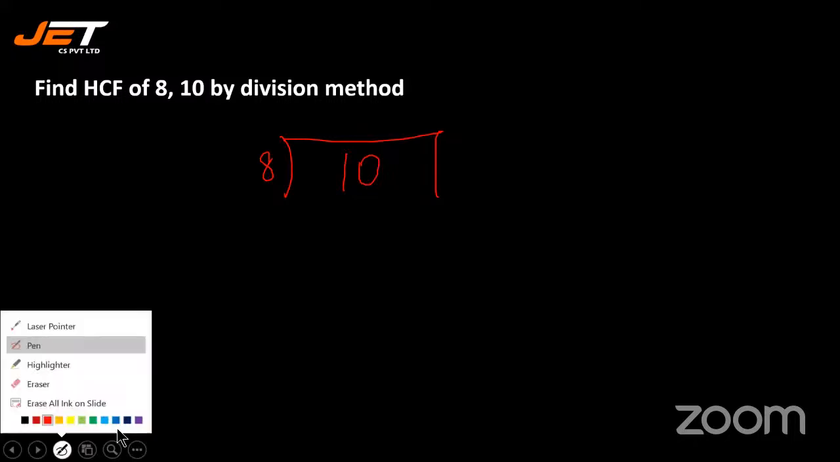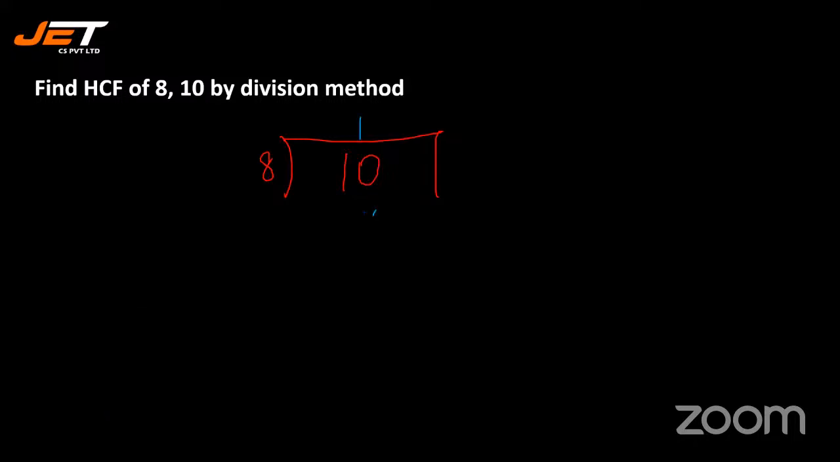All right. So, as you know that 8 is smaller than 10, 8 will be the divisor, 10 will be the dividend, right? So, over here, 8 times 1 is 8, 2 we got as the remainder. Now, this remainder will be treated as the divisor, and the divisor, 8, will be treated as a dividend now.